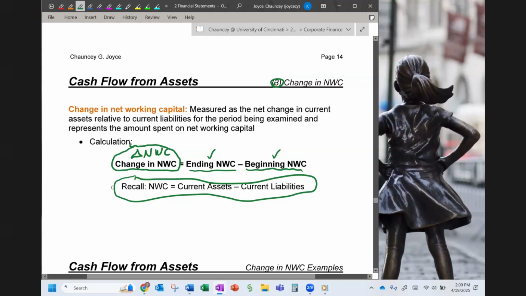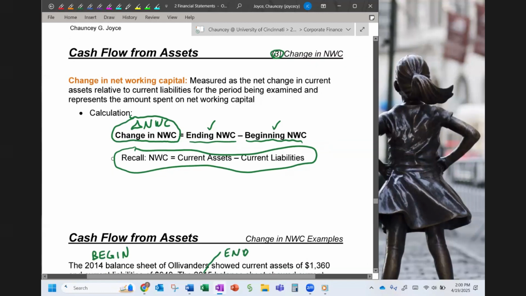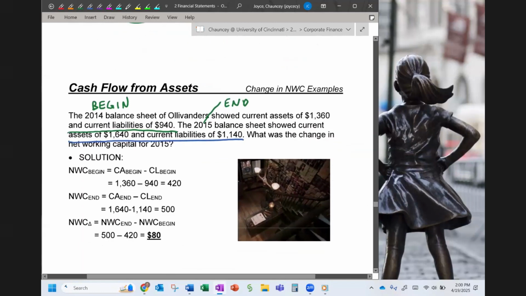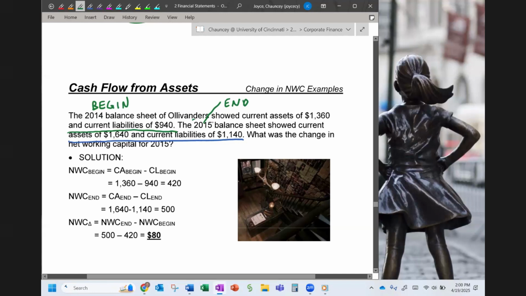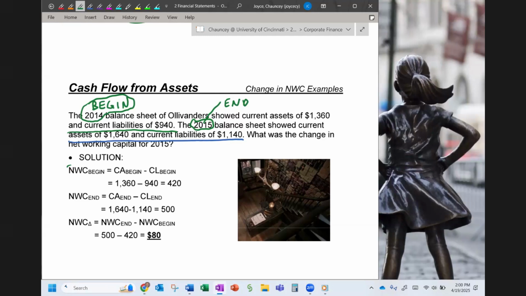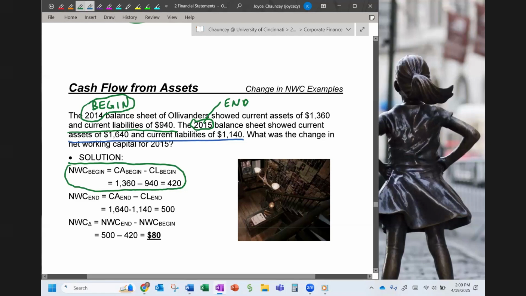Let's take a look at this example. We have Ollivander showing current assets of 1360 and current liabilities of 940 on the balance sheet at the beginning of the period. And then we have ending current assets of 1640 and current liabilities of 1140. What is the change? The change is always the ending minus beginning. So we don't have those yet, so we just have to take the ending one.